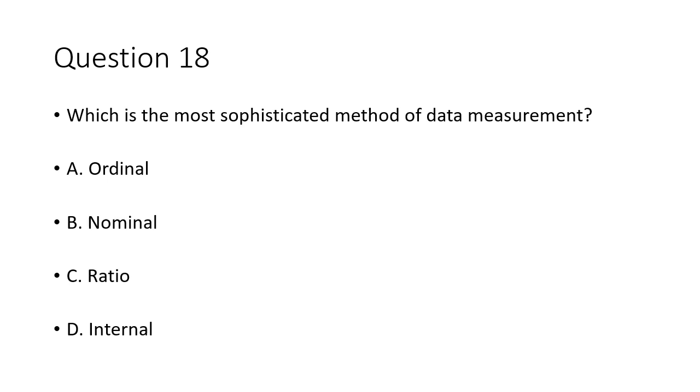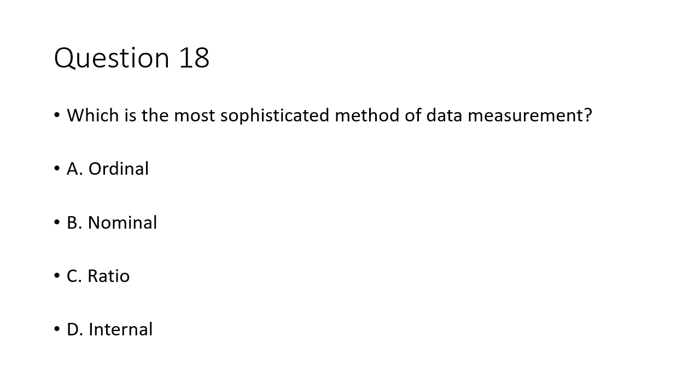When things come up as nominal, they're either yes, no, red, white, blue, anything like that. You can't really do a whole lot with that. I can look at the frequency, but I can't do things like means. I can't do things like risk assessments and risk ratios. So nominal and ordinal are the least sophisticated, nominal being the least, ordinal being a step up from that.